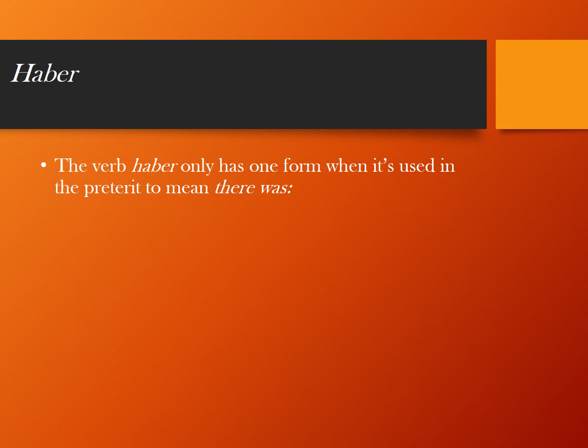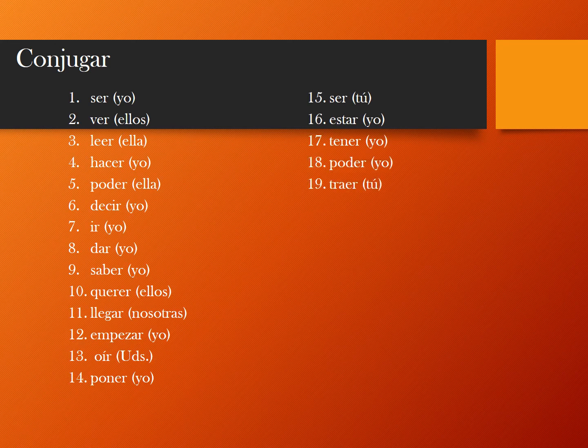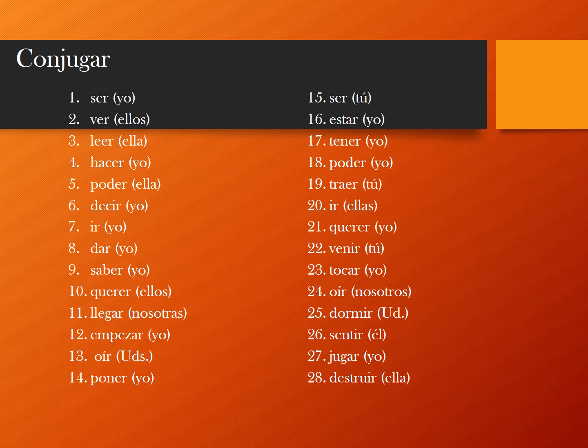Haber, if you want to say there was something, and use it in the preterite, there's just one form. Hubo, H-U-B-O, hubo. Conjugar, practice these. Ser, ver, leer, etc. Bien? Did you get all these right?